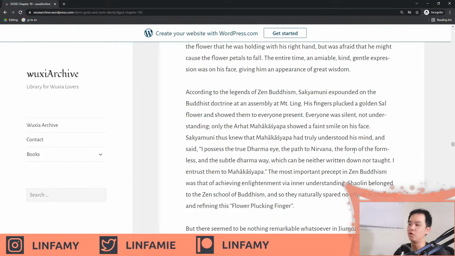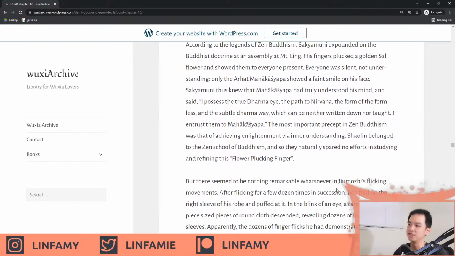to nirvana, the form of the formless and the subtle Dharma way, which can neither be written down nor taught. I entrust them to Mahakashipya. The most important precept in Zen Buddhism was that of achieving enlightenment via inner understanding. Shaolin belonged to the Zen school of Buddhism, and so they naturally spared no efforts in studying and refining his flower-plucking finger.